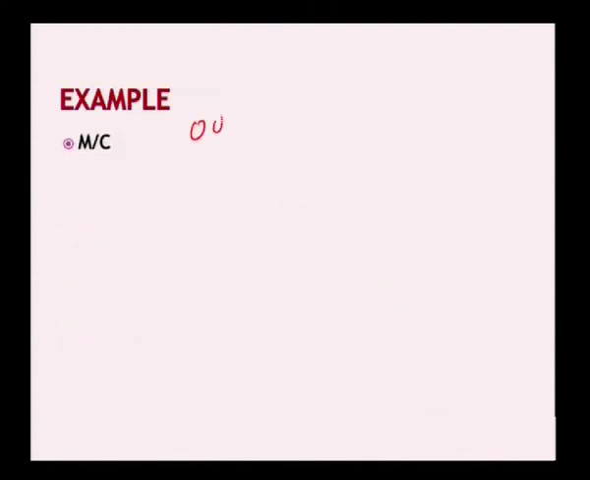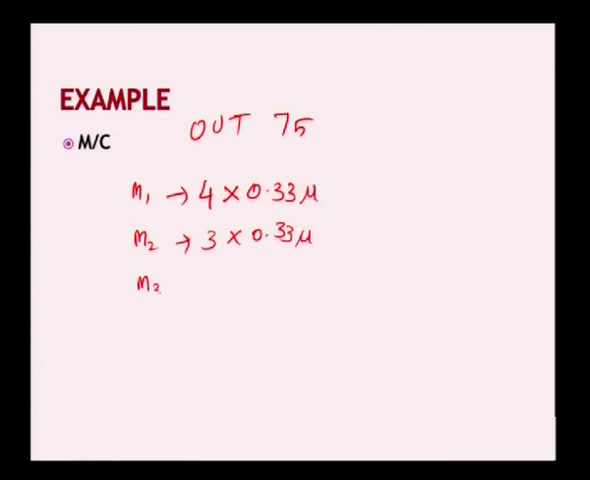Suppose we are taking the OUT instruction, OUT 75H. In the first machine cycle, which is opcode fetch, we have 4 T states. So, 4 into 0.33, we can calculate the execution time for the opcode fetch. In M2, 3 T states, so 3 into 0.33 microseconds. For M3, which is I/O write, we calculate 3 into 0.33 microseconds. If you want to know the execution time for the whole instruction, simply add them. So, totally 10 T states, so 10 into 0.33 microseconds. Based on that, I think you know how to calculate the execution time.